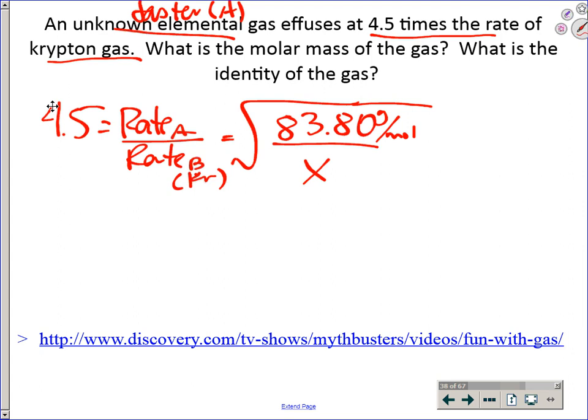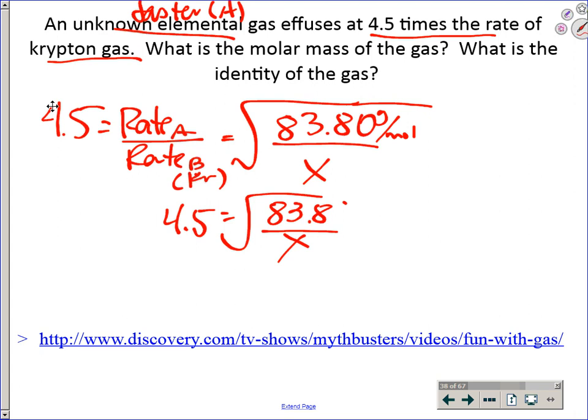Okay, so now we have this. So let's kind of dumb this down to just the math. So this is 4.5 is equal to the square root of 83.8 over x. How do I get x out? What's the first step I should do? Say again?